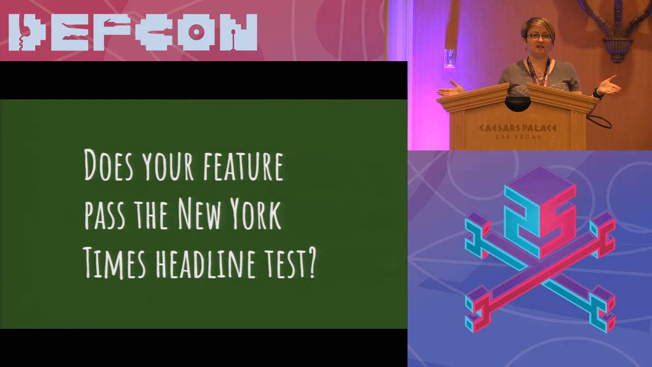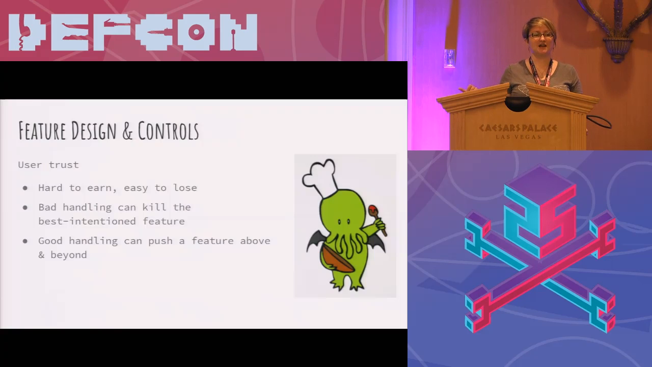Because if you can say that, if you have a really good story and you can explain why users might want to give you this data and then how you're protecting it, how you're respecting their choice and control, then you're good to go. But if you're going to be embarrassed, if that comes out in the New York Times, maybe you should rethink what you're doing. User trust is really, really, really hard to earn and really, really, really easy to lose. Bad handling can kill the best intention feature.